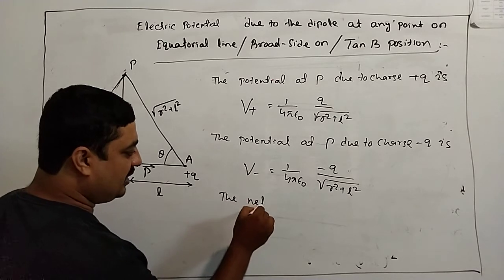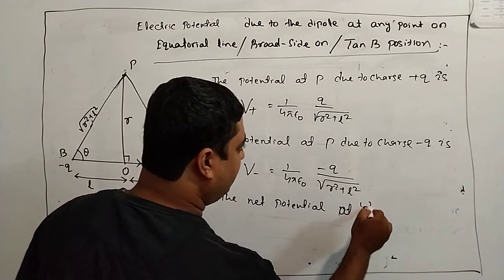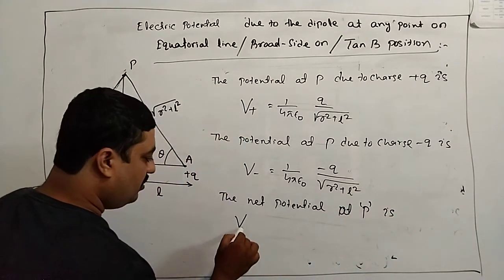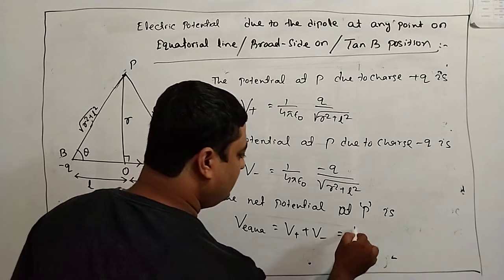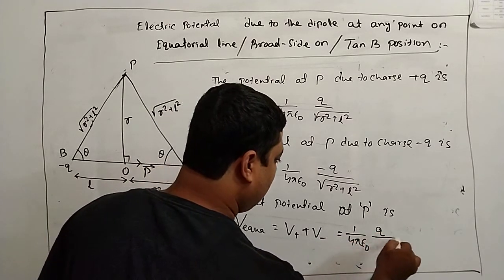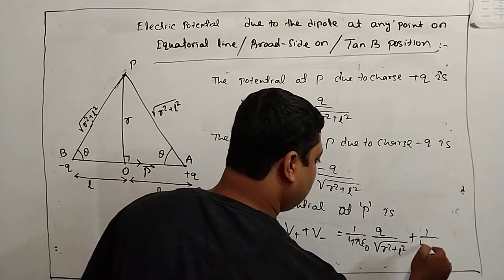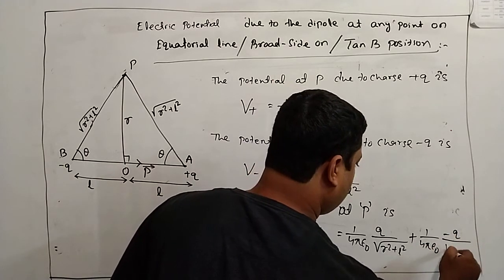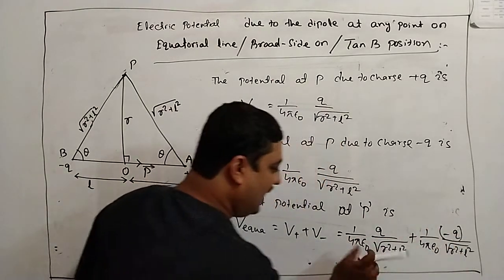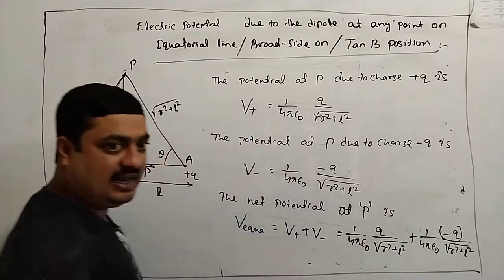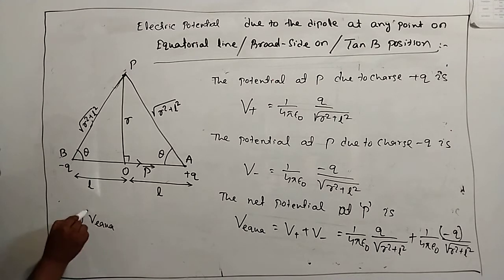The net potential at P is V equatorial equal to V plus + V minus, which is 1 by 4πε₀ Q by root over of R² + L² plus 1 by 4πε₀ minus Q by root over of R² + L². Now one is positive and one is negative, they cancel. So V equatorial equal to 0.